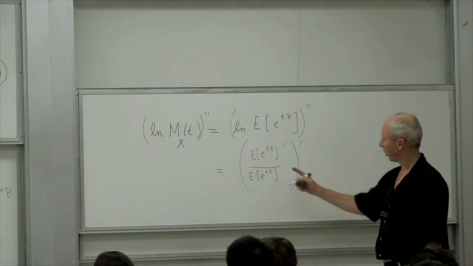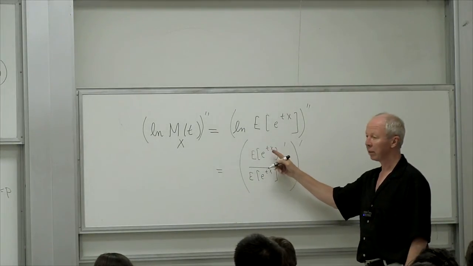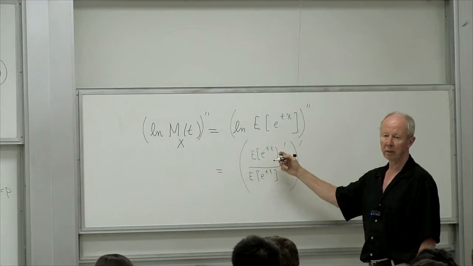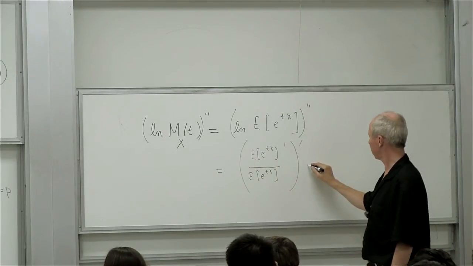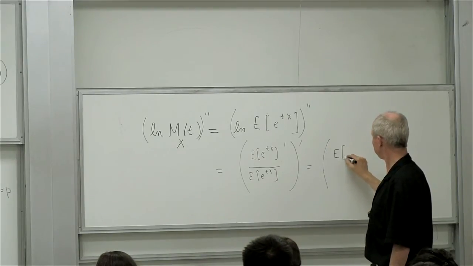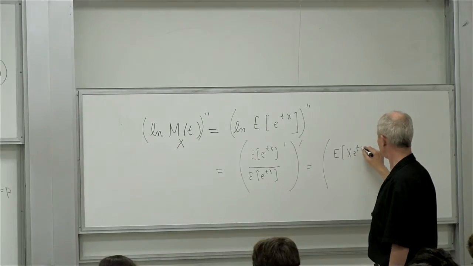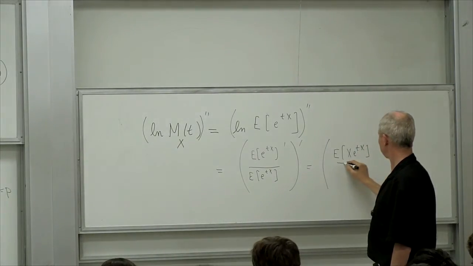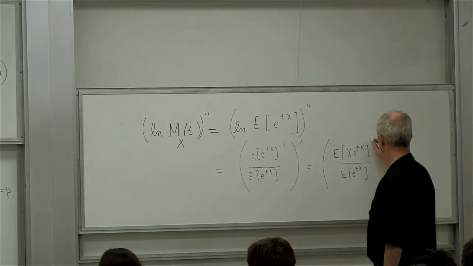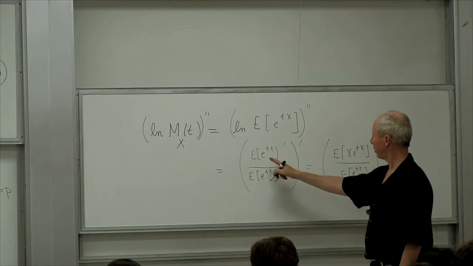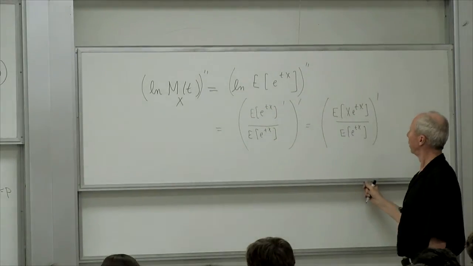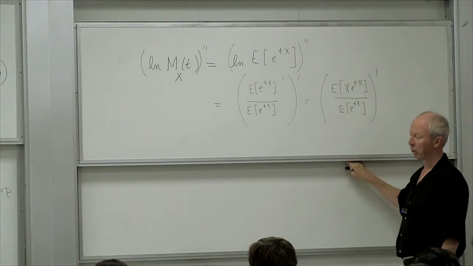Now what's the derivative of this? This means derivative with respect to t. Let's differentiate under the expected value. Derivative of e to the tX would be X e to the tX. So from here to here, we just did this differentiation. Now we have a quotient. We have to apply the quotient rule to differentiate.